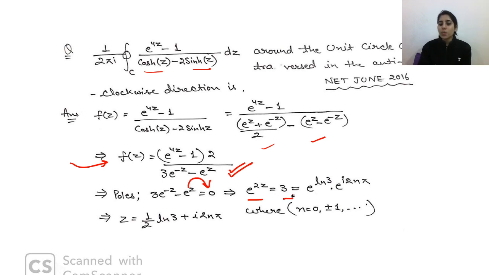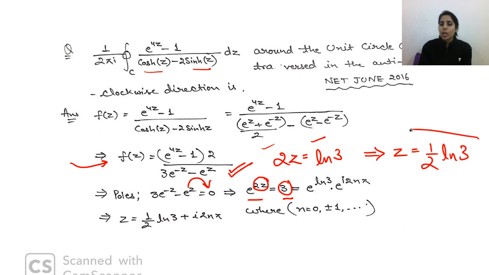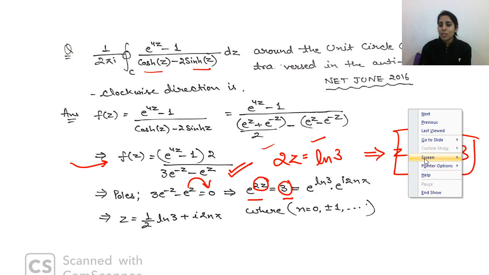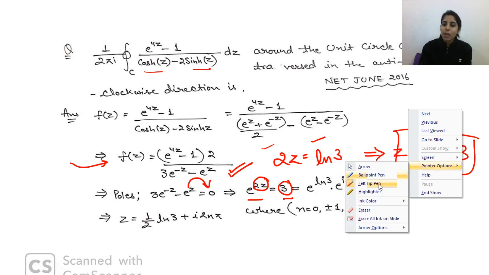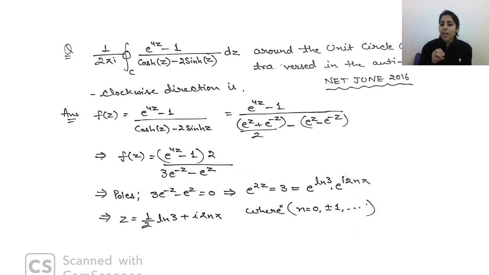Now guys, you can observe one thing: when I have removed the exponential from this side, I will take the log on the other side. So it will become 2z is equal to log 3. Or even if I write it in this way, I will get z is equal to 1 upon 2 log 3. If you follow these simple steps in this simple manner, then also you will get the correct answer.